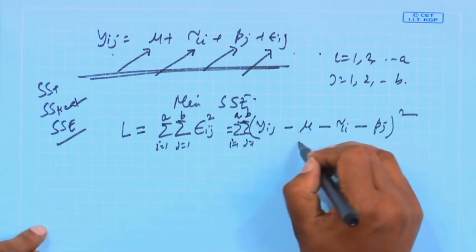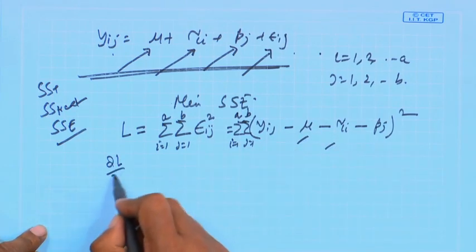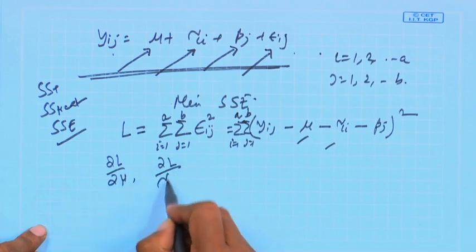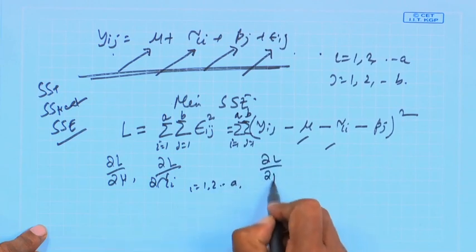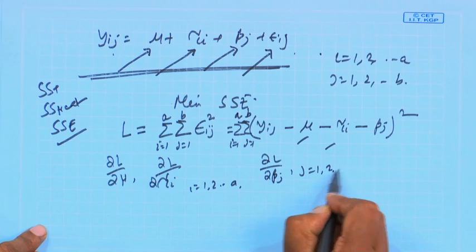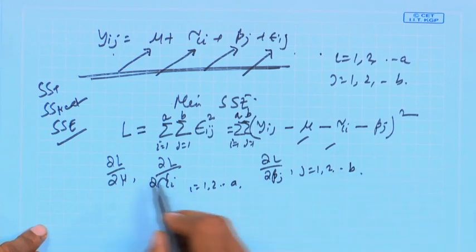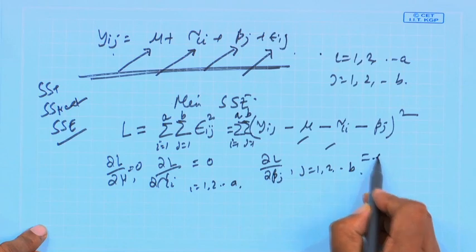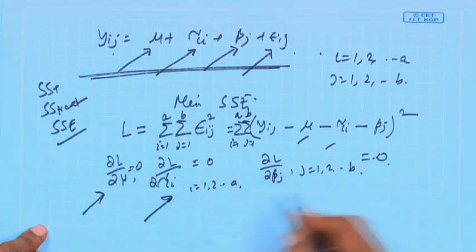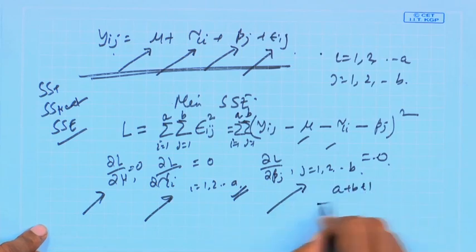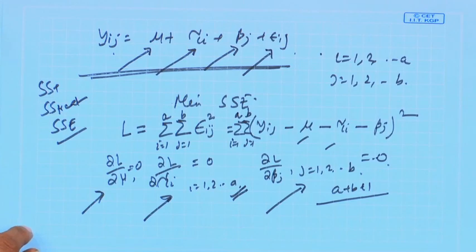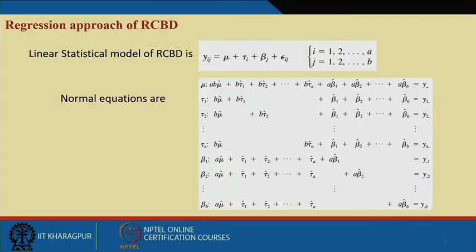Then what you do? You know the parameters. So, del L by del mu, del L by del tau i, i equal to 1 to A, and del L by del beta j, j equal to 1 to B. If you differentiate and put them equal to 0, here one equation, here A number of equations, here B number of equations. So, A plus B plus one equations you will find, and the equations will be like this.